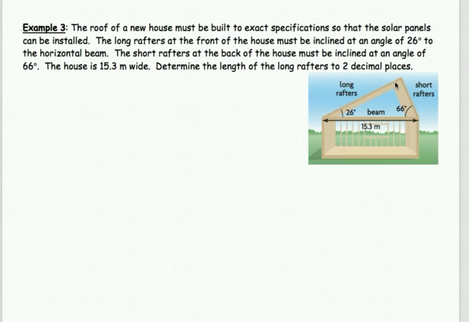length of the long rafters here. If you take a look here, you might think maybe this corner is a 90-degree angle. If you double check by going 180 minus 26 minus 66, it's an 88-degree angle. So it was close, but it's definitely not a 90-degree angle here. So we don't have a right angle triangle. So because we're learning about sine law, we're going to use the sine law today.